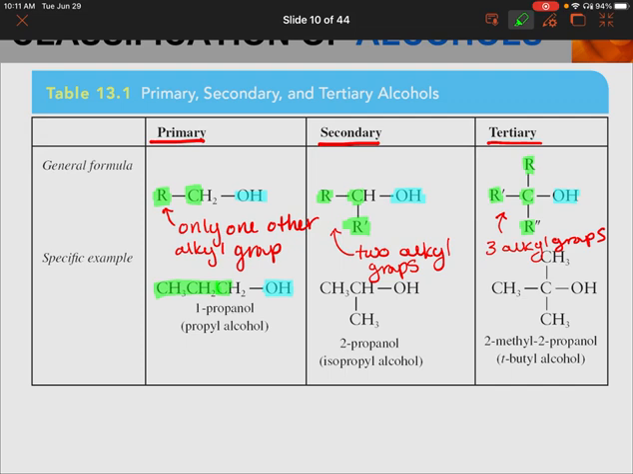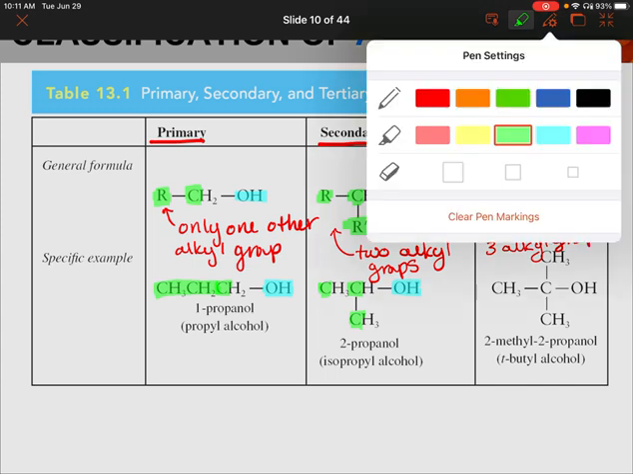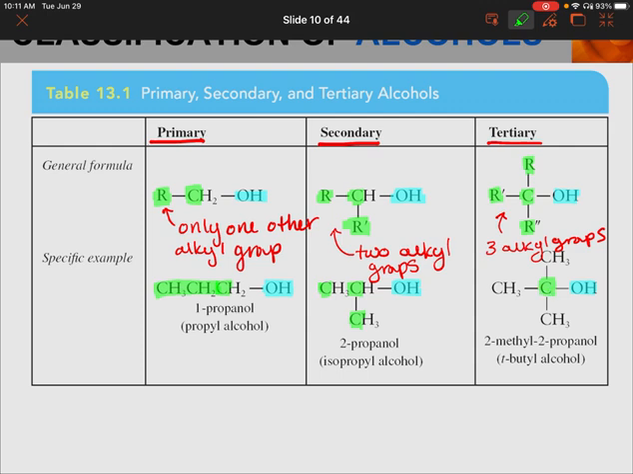Now for secondary alcohols, let's look at the example down below. We've got our OH group, and that's bonded to a carbon that's bonded to two other carbons. So there is some branching there, and this is 2-propanol. In our last example, we have our OH group bonded to a carbon that is bonded to three other carbons. So that would be a tertiary alcohol, and this molecule is called 2-methyl-2-propanol.